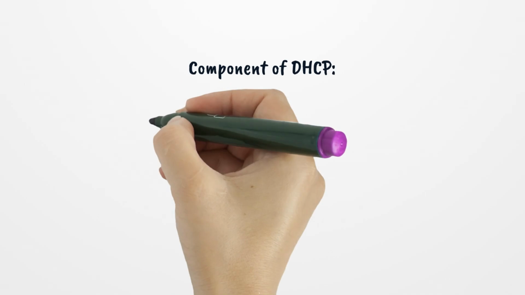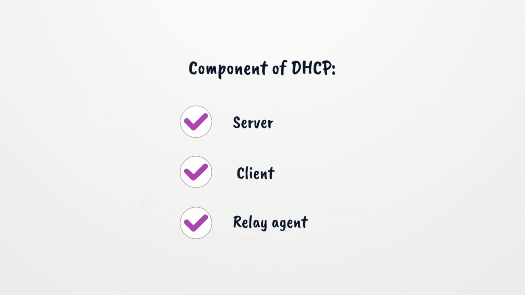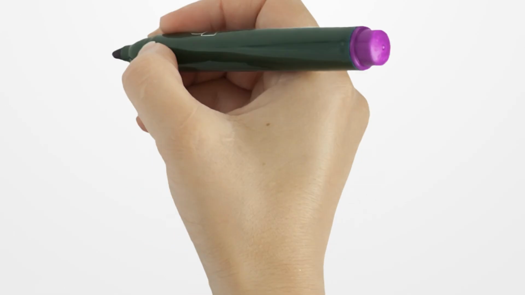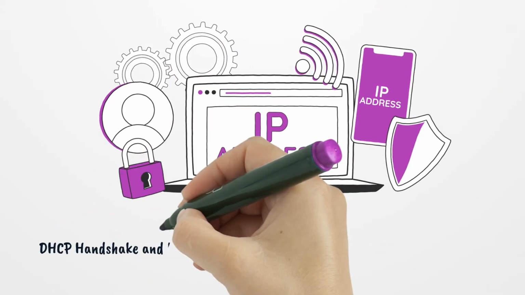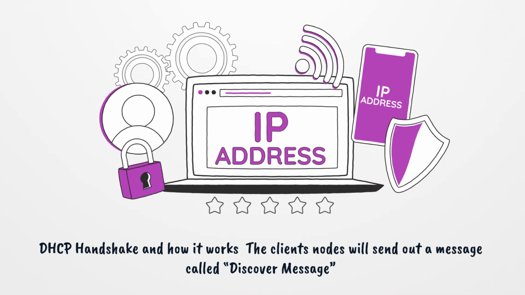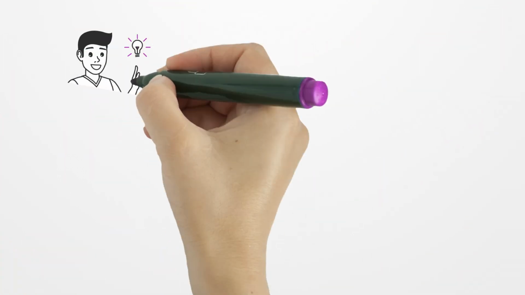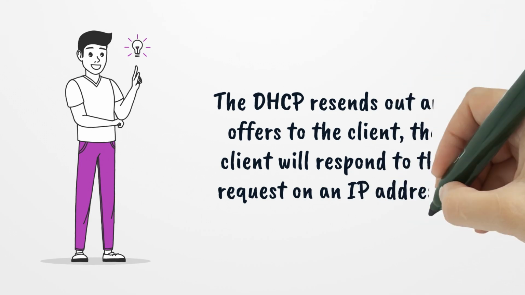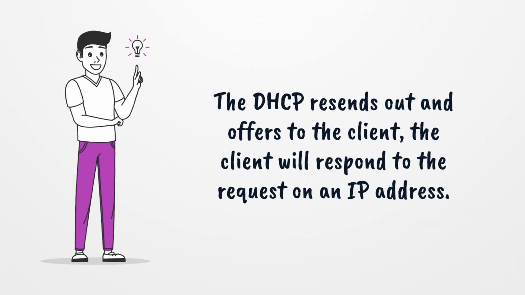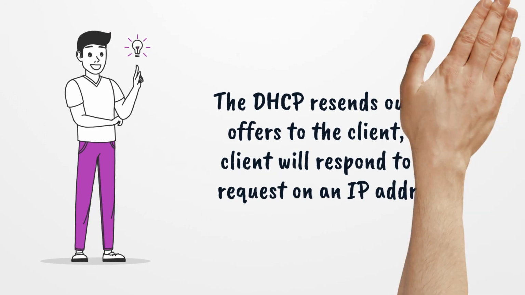Components of DHCP: server, client, relay agent. DHCP handshake and how it works. The client node will send out a message called a discover message. The DHCP server then sends out an offer, and the client will respond to the request for an IP address.